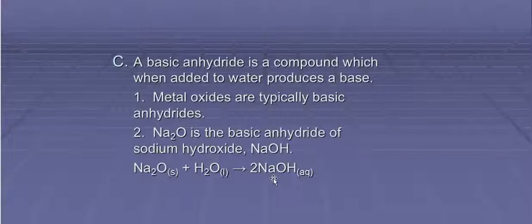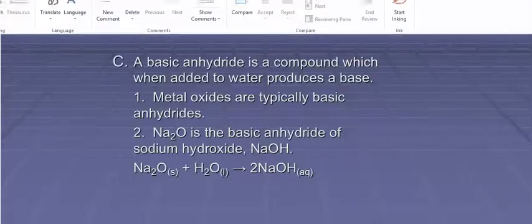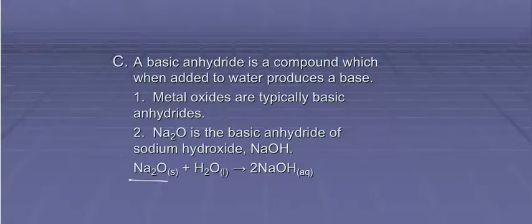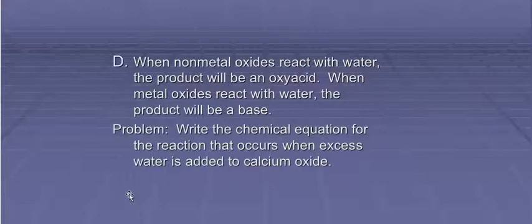A basic anhydride is a compound which, when added to water, produces a base. And these tend to be metal oxides. So when you have a metal oxide, like sodium oxide, you react it with water, you get a base, NaOH. This is also a combination reaction. We're just using different terminology, and we're calling this an anhydride. So when nonmetal oxides react with water, the product will be an oxyacid. Same charges on both sides of the equation. When metal oxides react with water, the product will be a base.